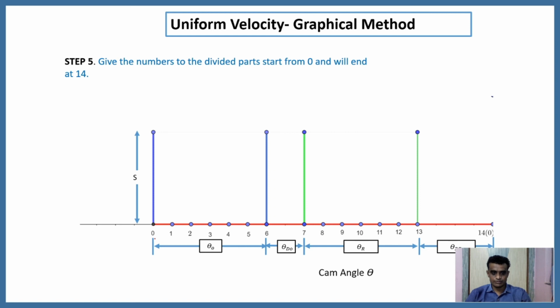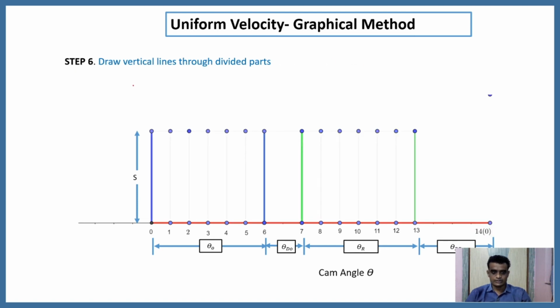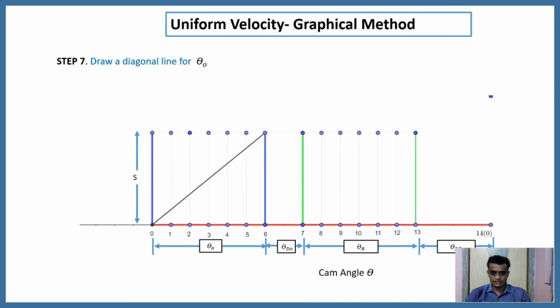Now we have to give the numbering for these 6 and 6, that is 12 equal parts. You have to start from 0, 1, 2, 3, 4, 5, 6, 7, 8, 9, 10, and the last number should be 14. Next, you have to draw vertical lines equal to the stroke length. Those lines must be parallel to the first initial stroke line. In this way, we have to draw the vertical lines.